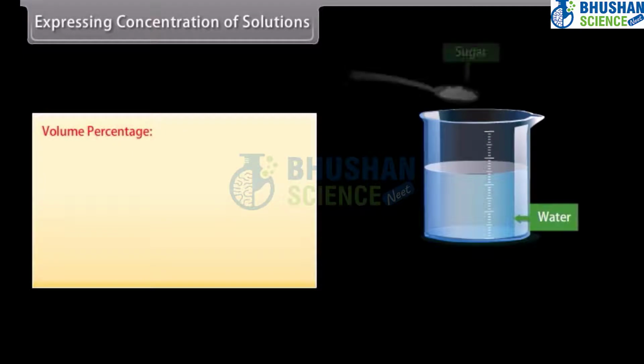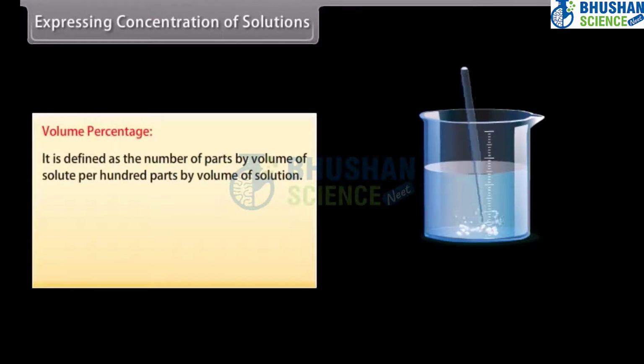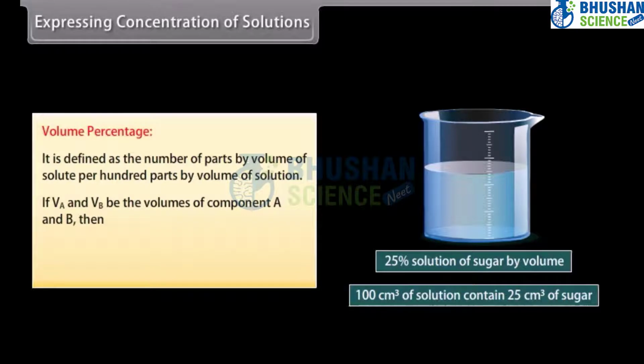Volume percentage. It is defined as the number of parts by volume of solute per 100 parts by volume of solution. If Va and Vb be the volumes of component A and B, then volume percentage of B is equal to Vb upon bracket Va plus Vb bracket close multiplied by 100.